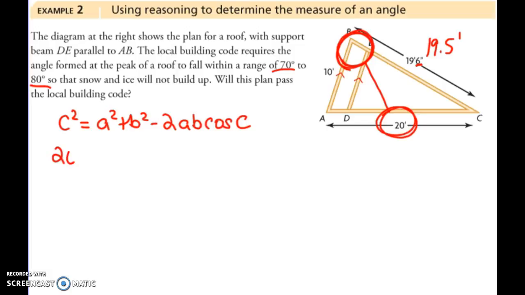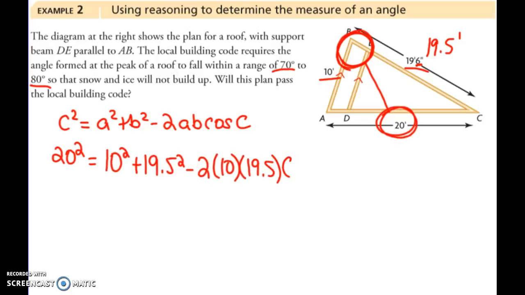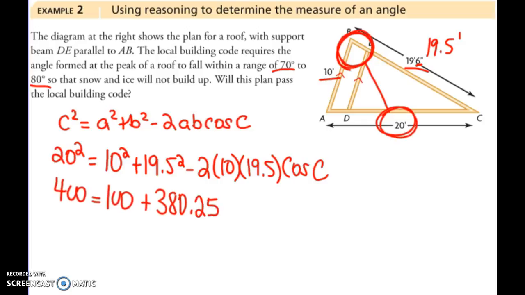So our side length is 20 squared. Our other two side lengths are 10 squared, 19.5 squared, minus 2 times 10 times 19.5. And this time we don't know our angle, so we can just call it cos C. So 20 squared is 400, 10 squared is 100, 19.5 squared is 380.25, and then we can multiply the 2, the 10, and the 19.5, and we get that as subtract 390 cos C.